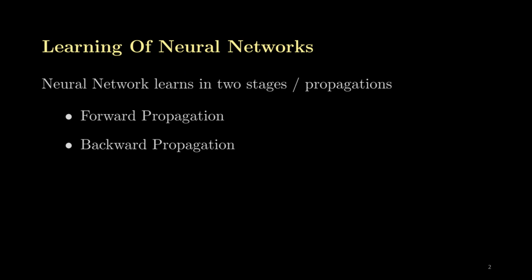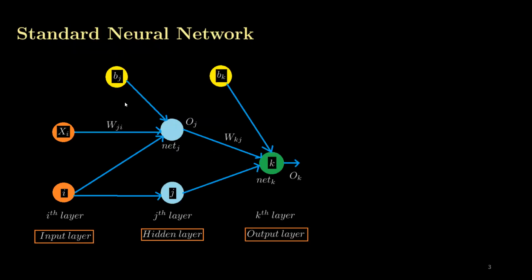So in this lecture, we will learn about the learning of neural networks in detail. If you remember, in the introductory section of neural networks, we also learned how a neural network learns. We saw that a neural network learns in two stages or propagations: forward propagation and backward propagation. But in that section, we discussed them briefly. In this section, which is totally on backpropagation, we will discuss forward propagation and backward propagation in detail. So this is the neural network we will use in order to understand forward propagation and backward propagation.